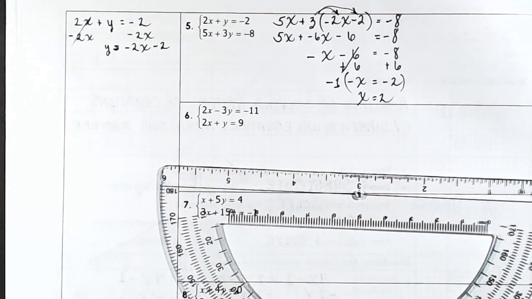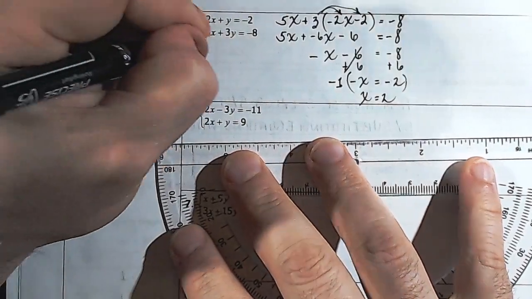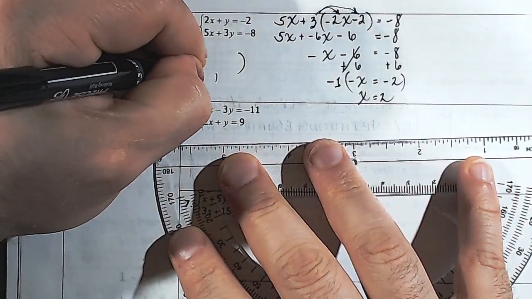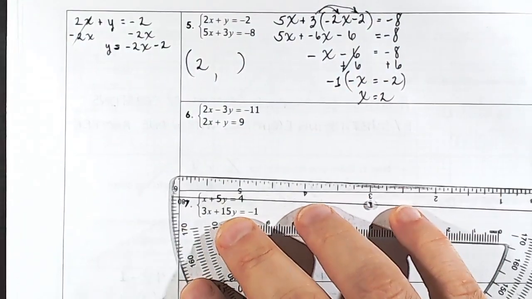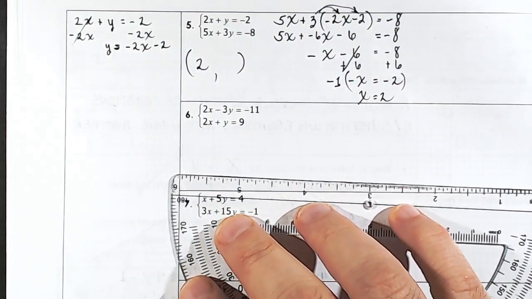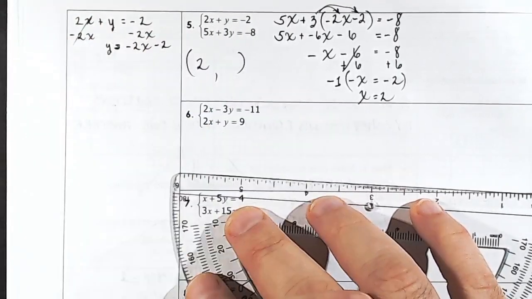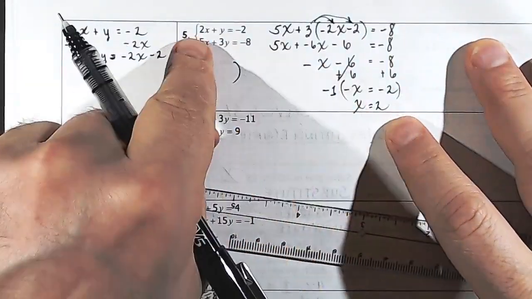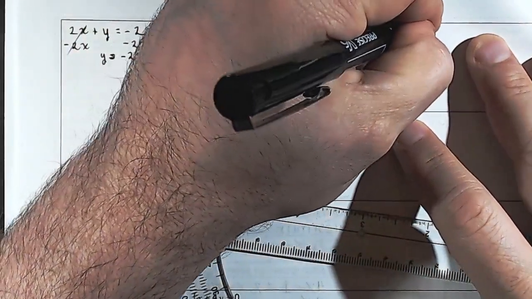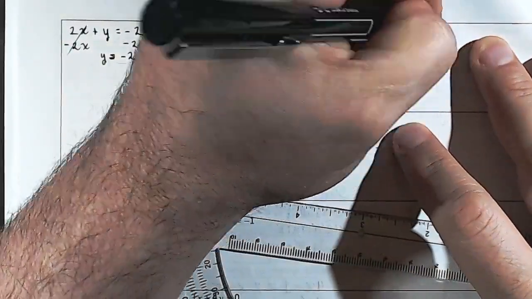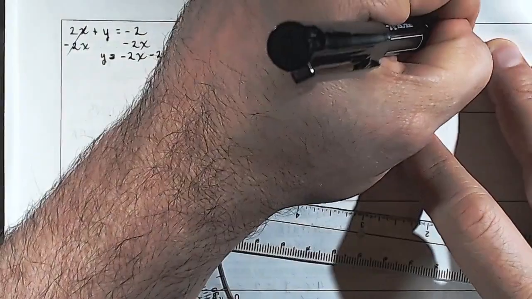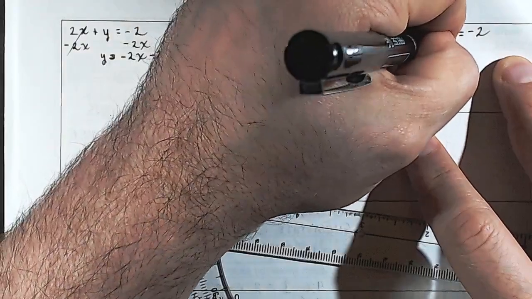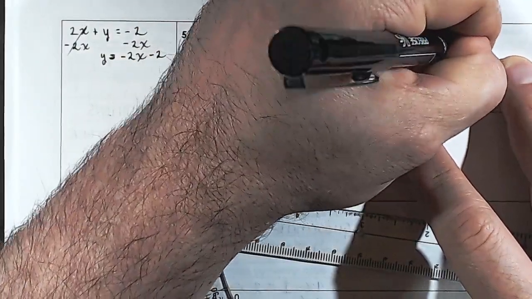We have found x. Okay, so remember our solution will look like a coordinate pair, and our x value is 2. So now we just have to find the y value. We can plug that into either of our equations here, and so I'll plug it into the top equation. I know what x is, so I'll write 2, open parentheses, 2, close parentheses, plus y equals negative 2. Okay, 2 times 2 is 4, so now I have 4 plus y equals negative 2.